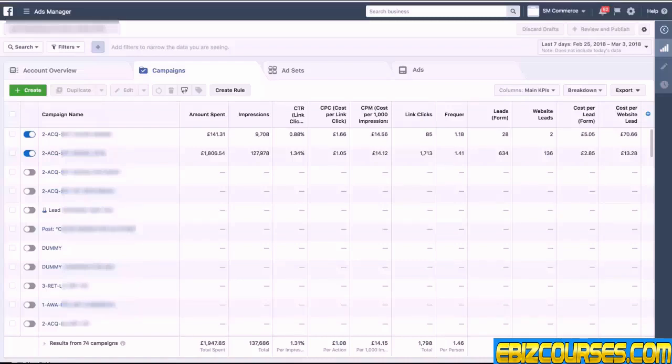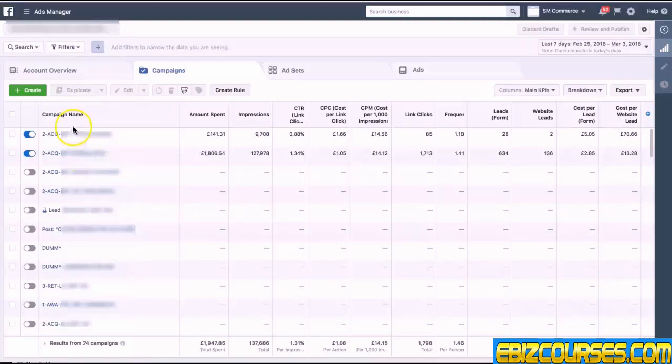So this example is a real simple account. It's a lead gen account to collect emails through lead generation forms. And what I'm going to show you here is what metrics I'm looking at and how I drill down. First of all, the goal for this particular account is to keep the cost per lead at around £2.90 or below, which is roughly $4.